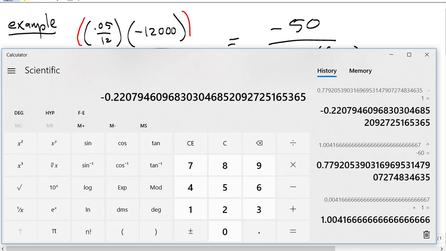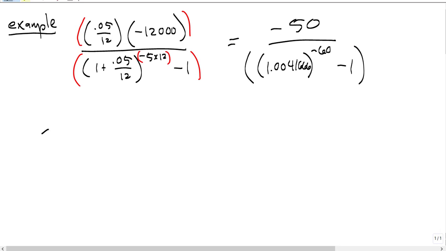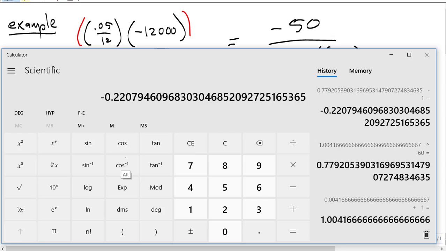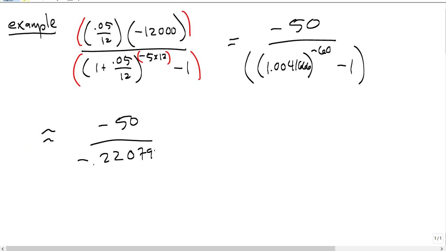Negative 0.220794. So this is approximately negative 50 over, what was that again? Negative 0.2207946. If you just call it negative 0.2, you're going to be way off. You're really rounding a lot. If you have $38,000 in the bank, you don't want them to just call it 30,000. You want to do it right.